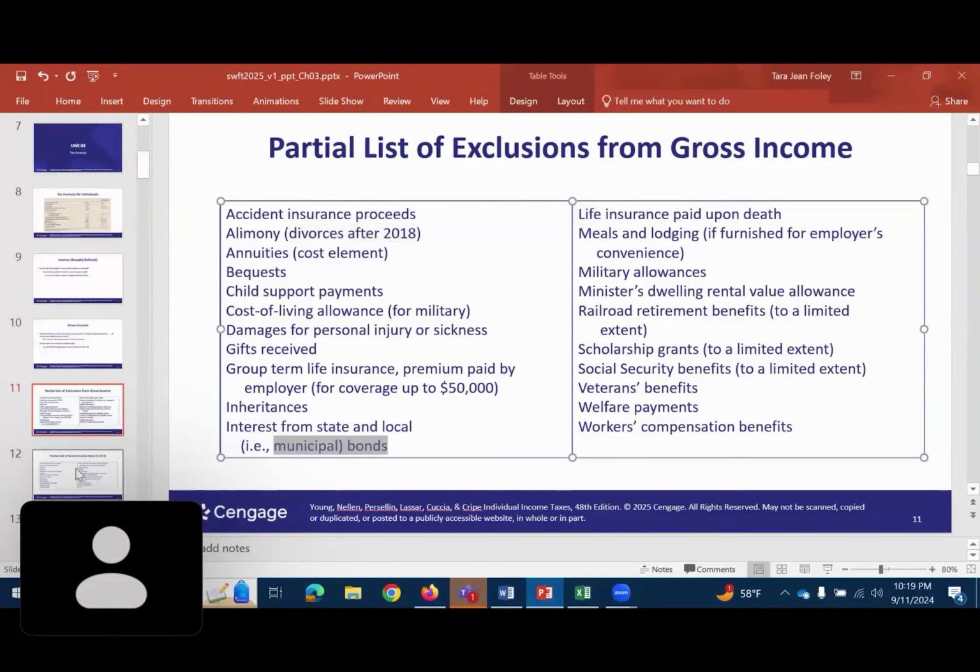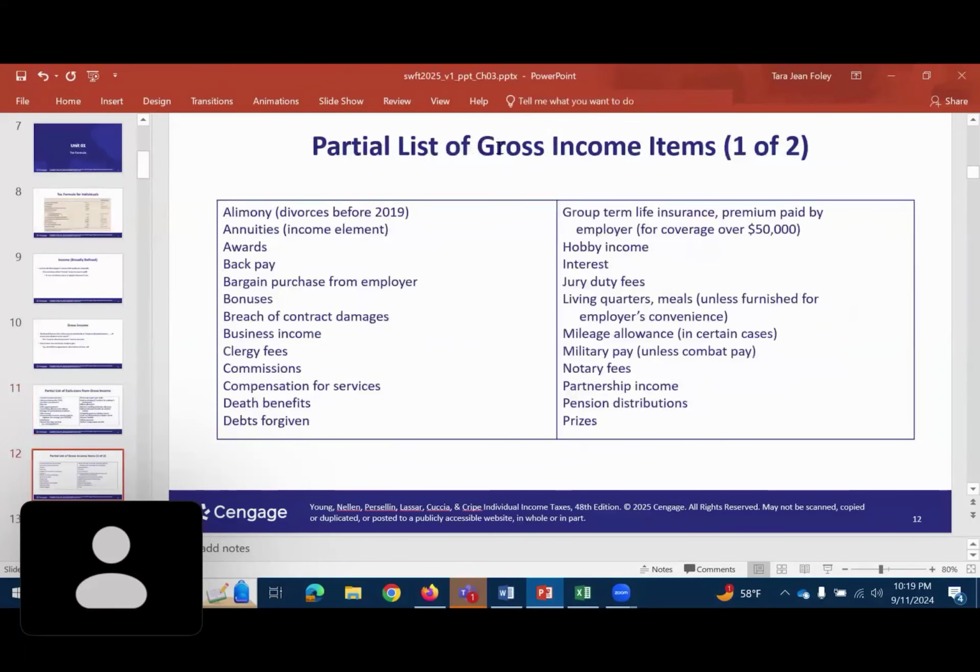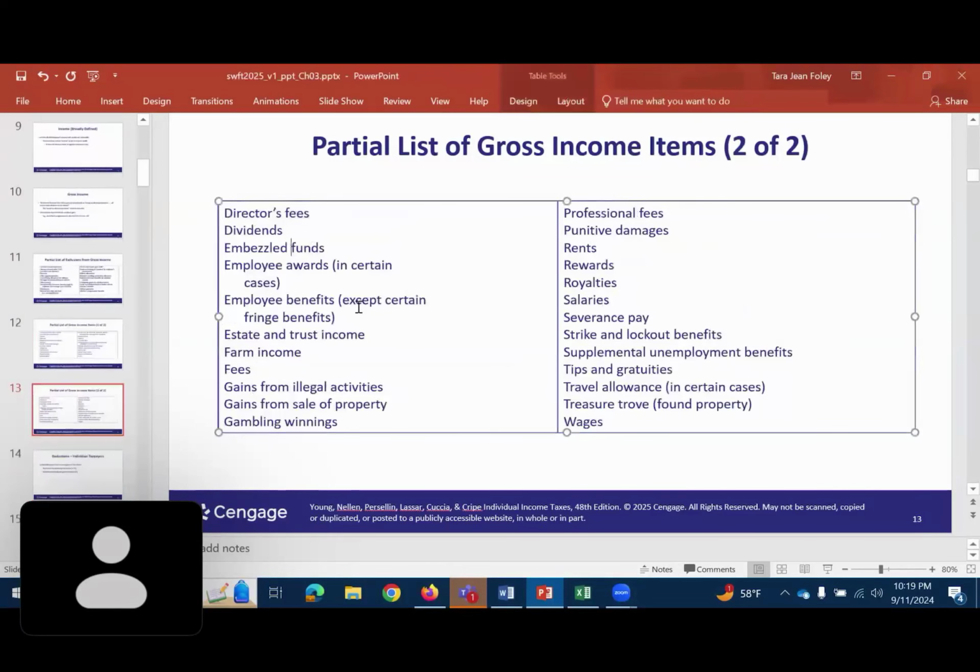And you can read some other ones, right? These are partial lists of gross income items. Divorces before 2019, I'm going to include that alimony because I got divorced before that. Awards, back pay, clergy fees, compensation for services, death benefits, debts forgiven, hobby income, jury duty fees. And you can read more of those. And there's some more of these here.